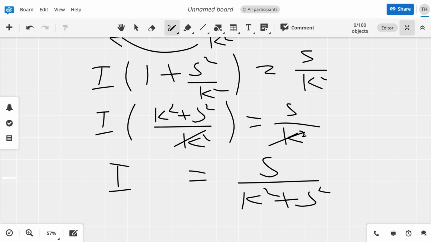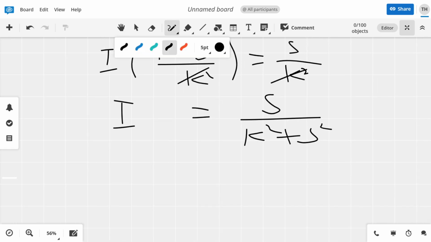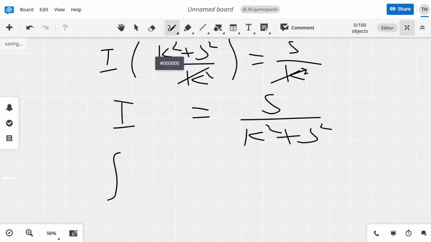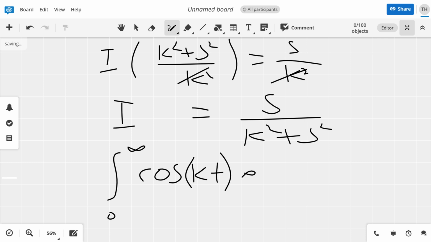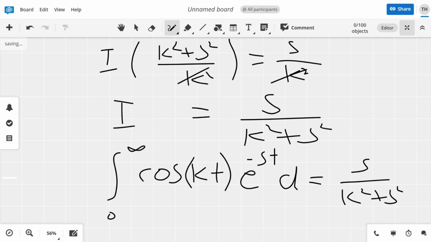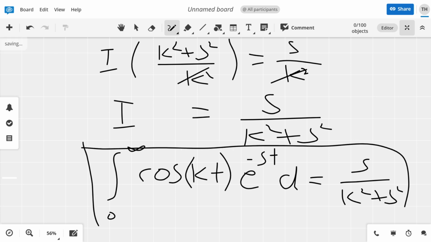Now you can replace the value of I, and here is the Laplace transformation of cos kt exponential minus st dt, which is equal to s over k square plus s square. This is our final answer.